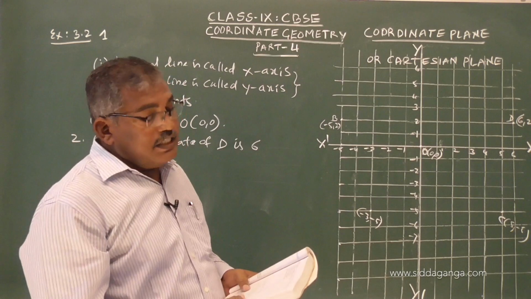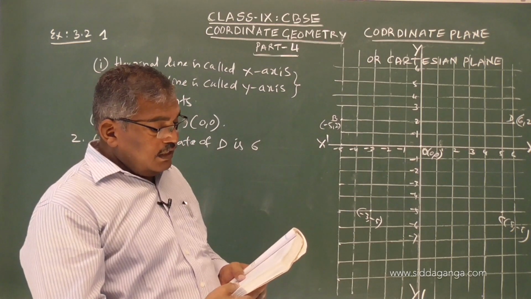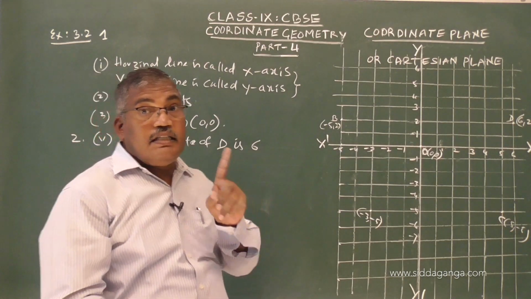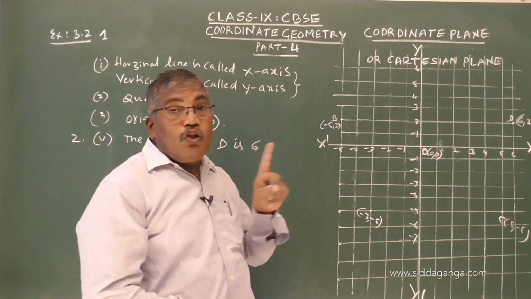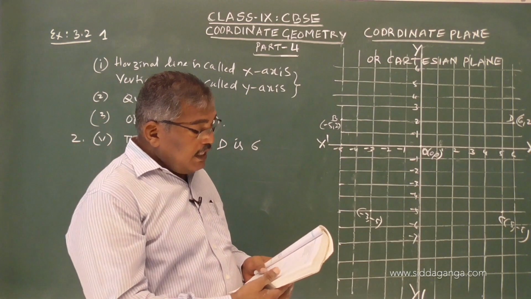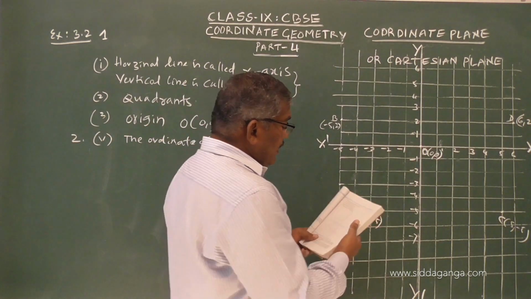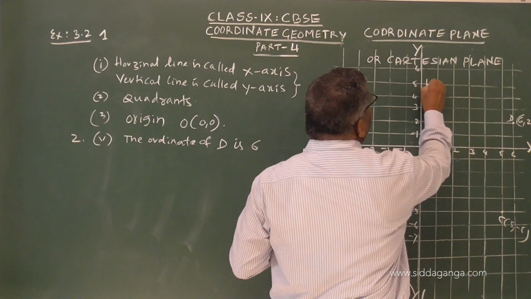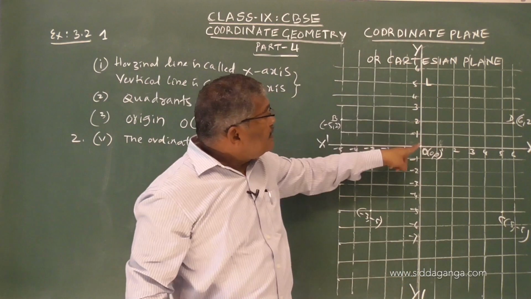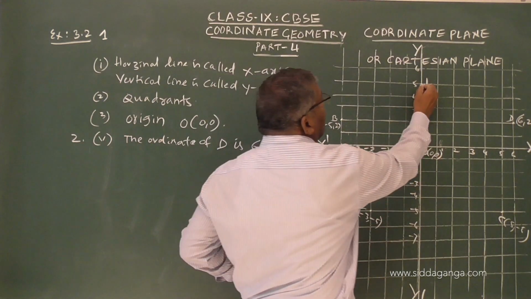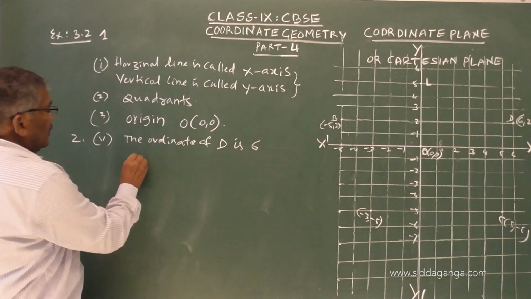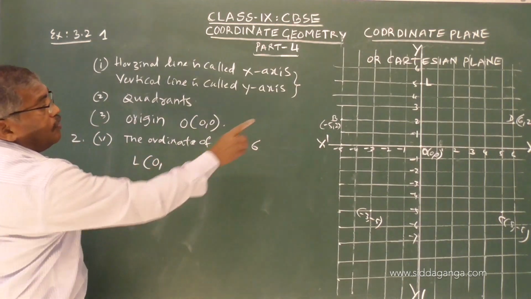Similarly, ordinate of H, ordinate of L, and last one, coordinates of L, he says. When he says coordinate, you have to give both the points. Coordinate of L. So L is located here. Coordinates of L are, you can see, it is on the y-axis, this point. Therefore, x is 0. I will write here L: x is 0, y is 5.